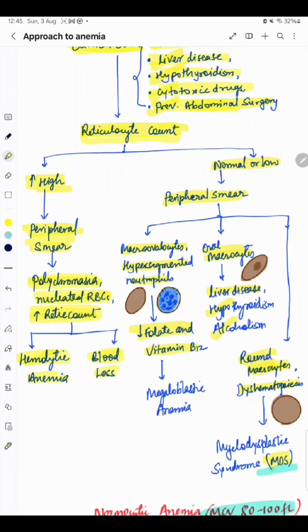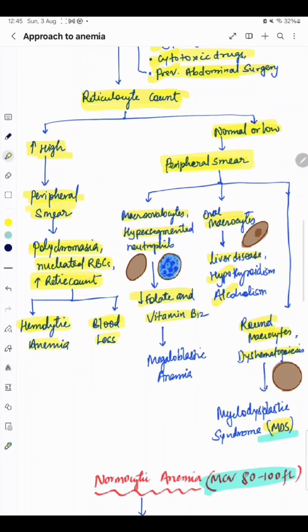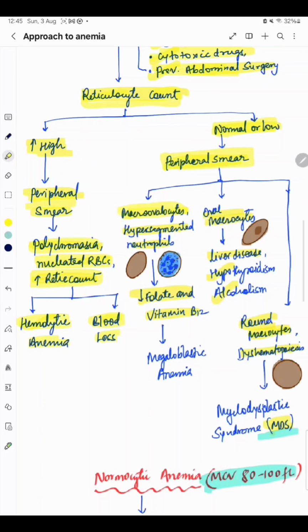If retic count is normal or below the normal limit, then we ask for peripheral smear. If we see macro-ovalocytes, hypersegmented neutrophils, Cabot rings, these are indicative of megaloblastic anemia. And then we ask for the serum folate level and serum vitamin B12 level. If both of them or any one of them is decreased, then this is confirmatory of megaloblastic anemia.